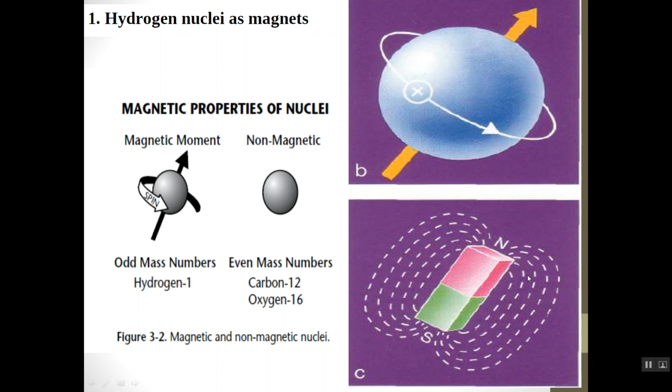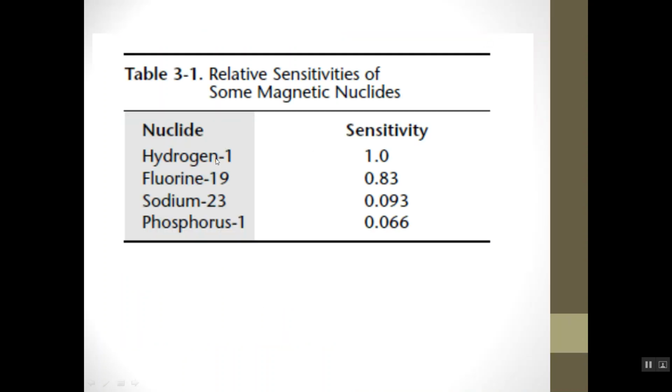So now it is sensitive to the external magnetic field. Any magnetic field coming from outside affects this proton. I find that the hydrogen atom has the highest sensitivity, 1. Fluorine is 0.08, sodium 23 is 0.09, phosphorus 0.06. So there are different sensitivities of protons inside different atoms, and this sensitivity is related to the protons inside different atoms.